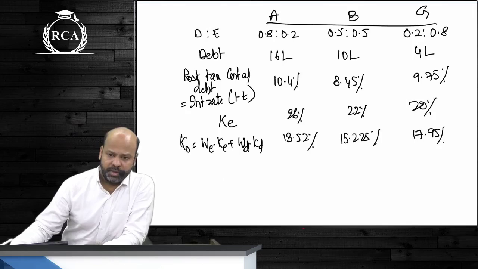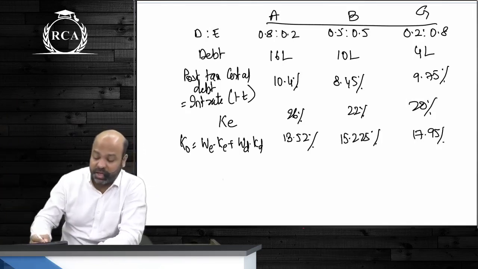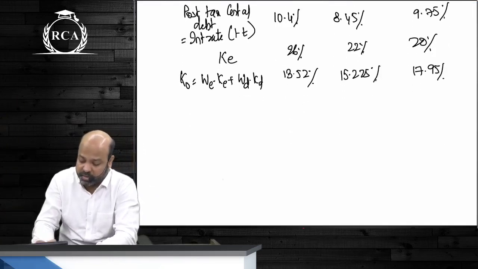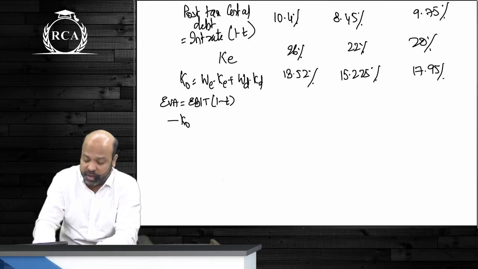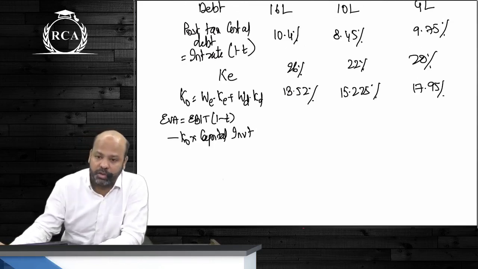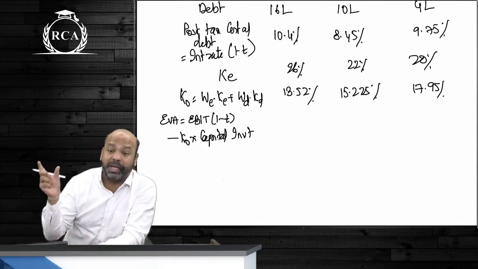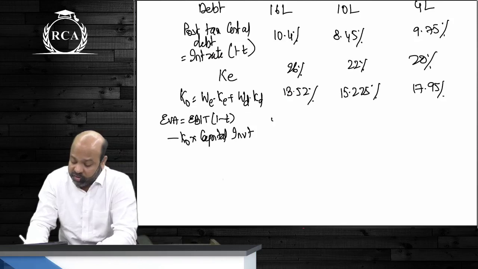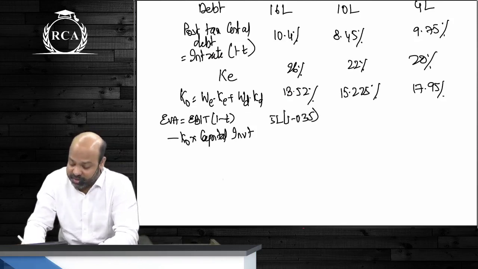प्रणव याद आया अभी. This is KO computation. EVA कैसे करेगा प्रणव? EVA is EBIT into 1 minus tax rate minus KO into capital invested. तीनों का EBIT सेम है बेटा. The only thing that is changing is KO. Capital investment is same, EBIT is same. So this will be 5 lakhs into 1 minus tax rate.